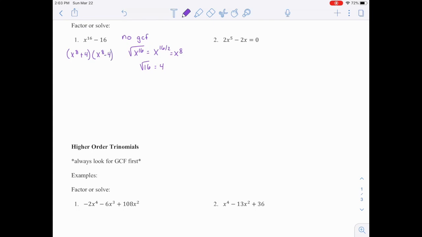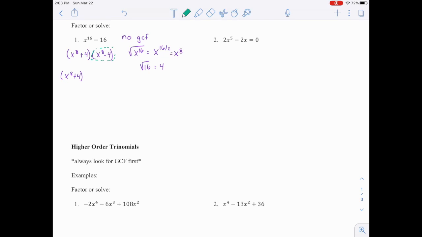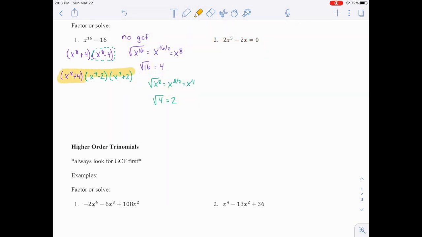I can't do anything with x to the 8th plus 4, so it's just going to come down. But I can factor x to the 8th minus 4. Square root of x to the 8th is x to the 8th divided by 2, x to the 4th, square root of 4 is 2. So I'm going to have x to the 4th minus 2, x to the 4th plus 2. Neither of those factors can be factored any further, even though x to the 4th minus 2 looks like it can. 2 is not a perfect square, so you cannot break it down any further.